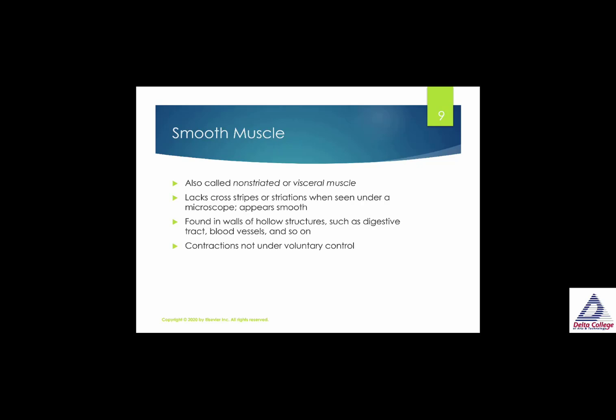Smooth muscle, also called non-striated or visceral muscle, also known as involuntary muscle, it lacks cross stripes or striations when seen under a microscope. It appears smooth, found in the walls of hollow structures such as the digestive tract, blood vessels, and so on. And again, contractions are not under voluntary control.